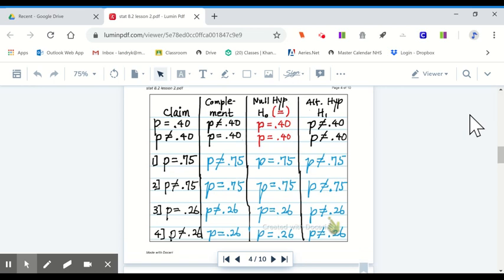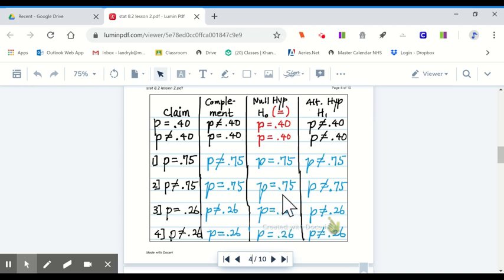With that, I want to start where we left off. This is the homework that you had on Friday, and the blue writing are the answers. Basically, if we have a claim or its complement, the null hypothesis always gets the equal sign, whether it's the claim or the complement. And the alternate hypothesis gets whatever is not in the null hypothesis.